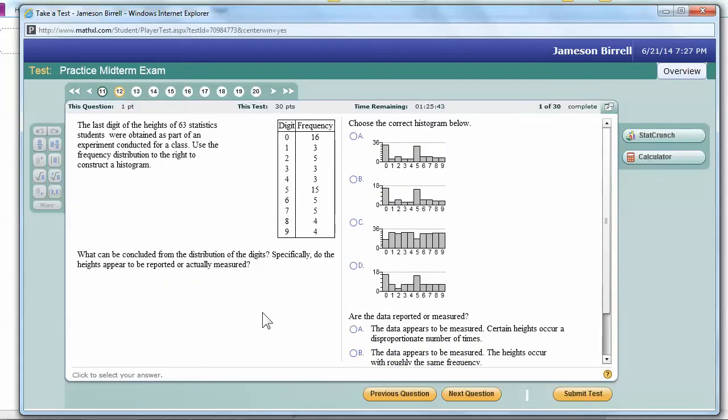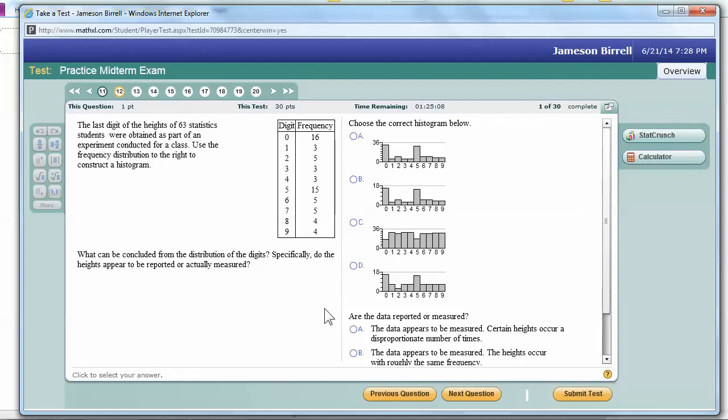So next question. The last digit of heights of 63 students were obtained as part of an experiment conducted for a class. Use the frequency distribution to the right to construct a histogram. So by the way, we earlier talked about experiments versus observational studies. You'll see in the context of the question why this was actually an experiment. So anyways, they obtained the information, and so remember, this is just the last digit of their heights. So we only have 10 digits. They're going to go 0 through 9. And then these are the frequencies.